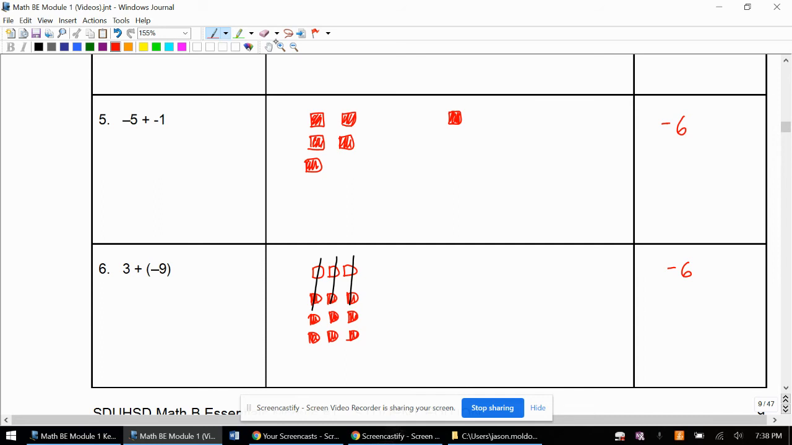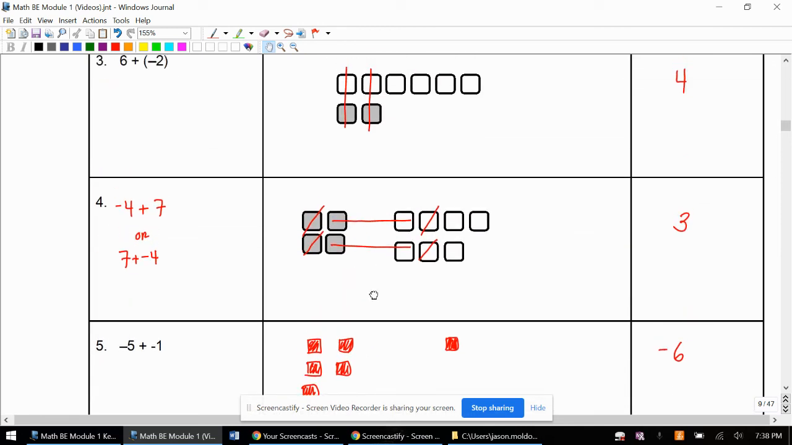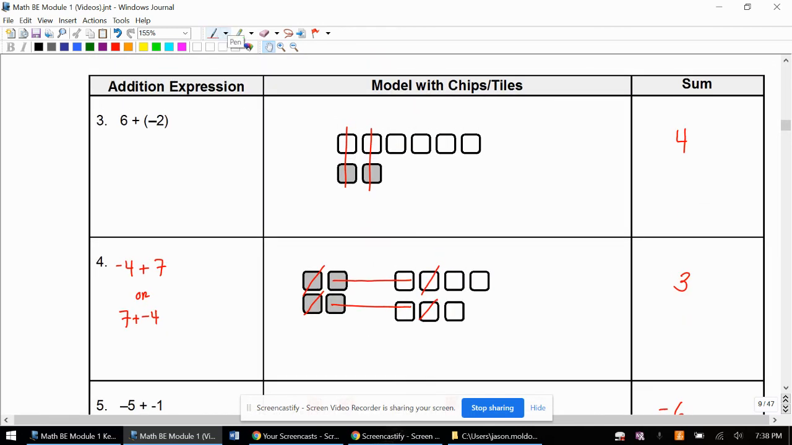Cool. All right, so what do we see from this? Because in a minute, we're going to stop doing the chips or tiles. By the way, if you have a question about how to do problems, it's probably best to do these for a little bit. But let's recap. On number 3, it came out to be positive. We had competing signs, so we had to cancel tiles.